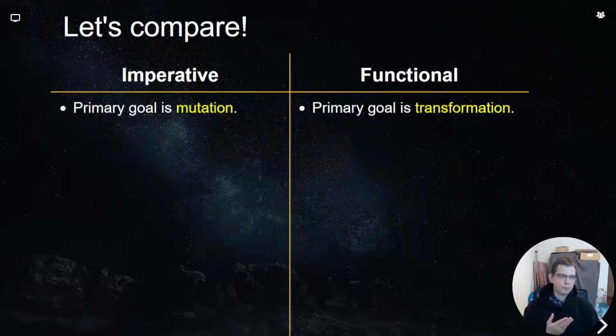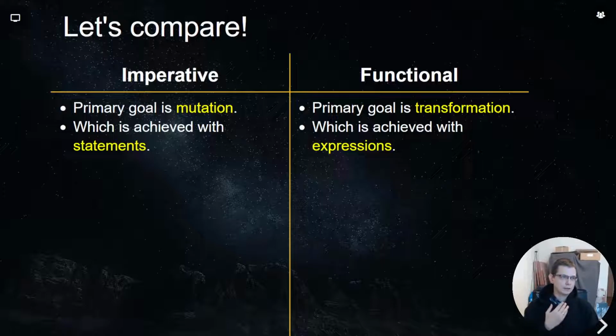In imperative, the primary goal is mutation. You have some data and then you change that data. In functional, the primary goal is transformation. You have some data and then you transform that data into another data. So, if we keep baking the cake, in imperative you had a bowl, and then you invoke a method mix and it changes the bowl. In functional, when you call the method mix, it transforms the bowl from a regular bowl into a mixed bowl.